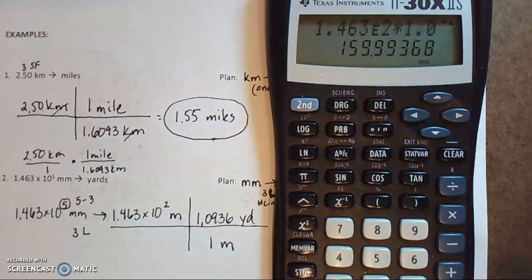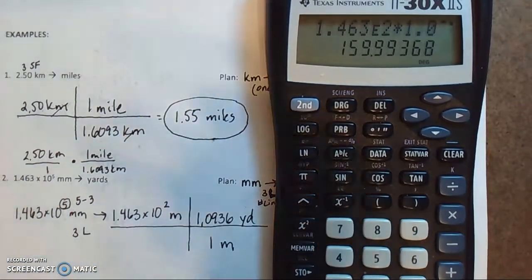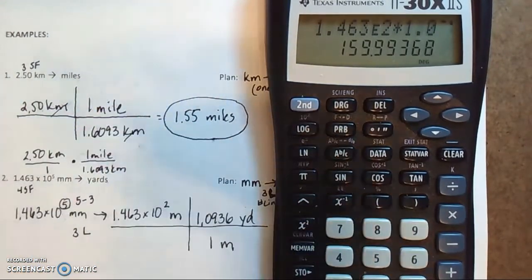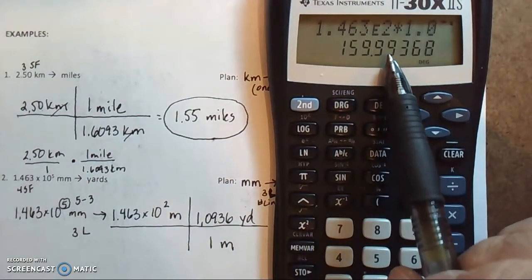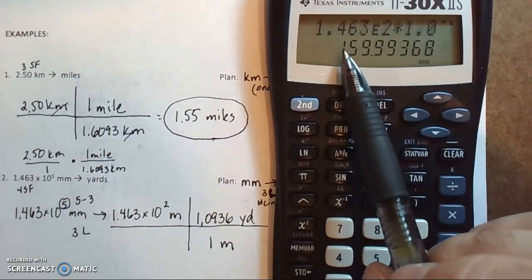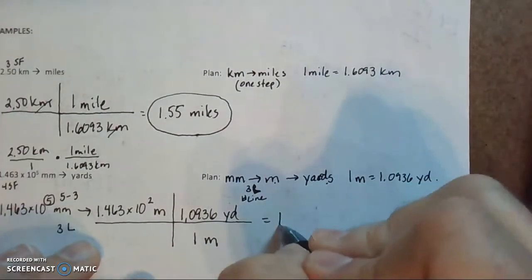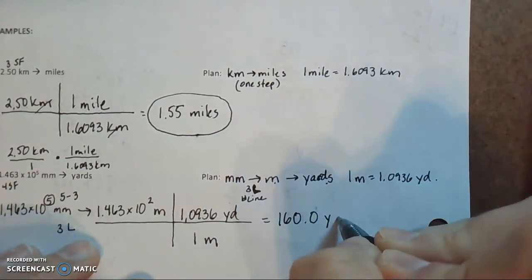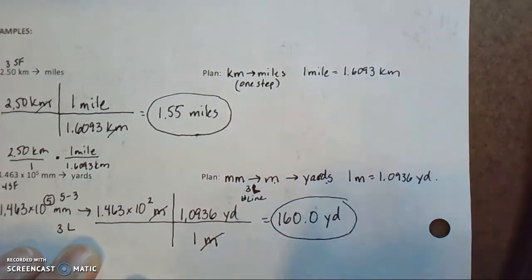Well, I know that I'm not going to write that whole number because we have to worry about significant figures. The number that we're given has 1, 2, 3, 4 significant figures. So if we look up here, there's 1, 2, 3, 4 significant figures, but that 9 bumps that up to a 0, bumps that up to a 0, bumps that up to a 6. So we have 160.0. And then we have to put our unit. Our meters cross out. We're left with yards, which is our answer.